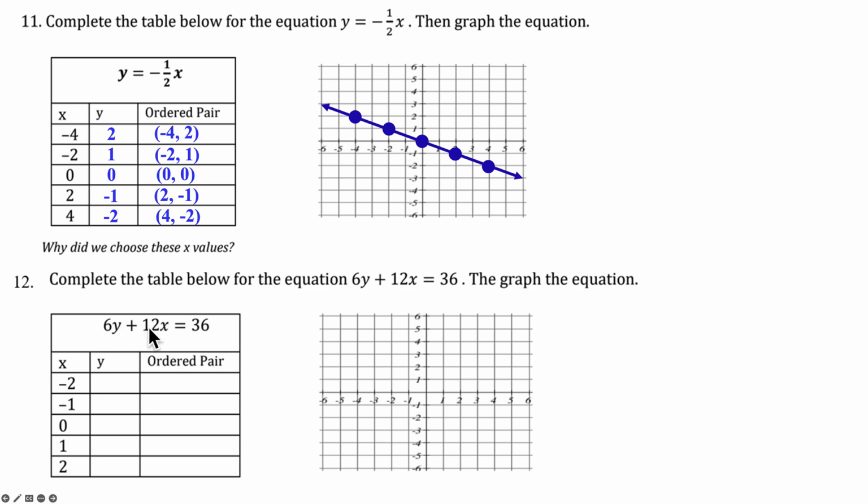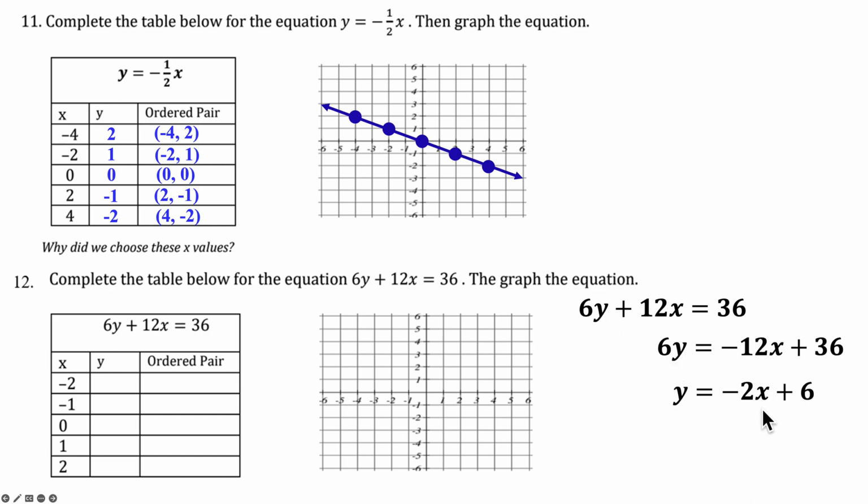So here we have 6y plus 12x equals 36. We can convert it to have y by itself. So we'll do that side work over here. Subtract over the 12x. Divide everybody by 6, and this can be our new equation. So 6 divided by 6 is 1y, -12 divided by 6 is -2, 36 divided by 6 is 6.